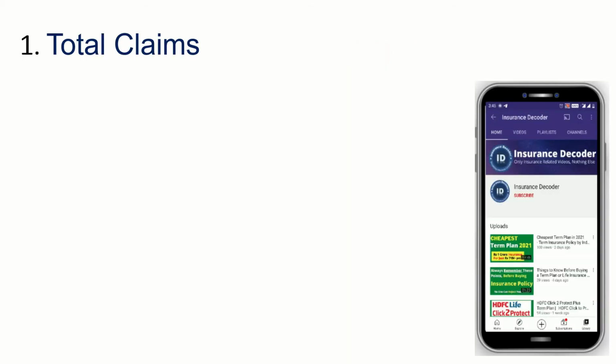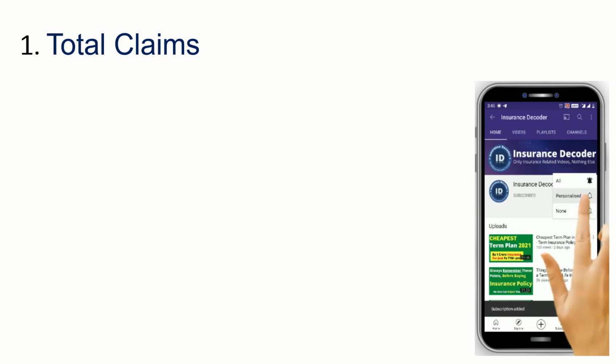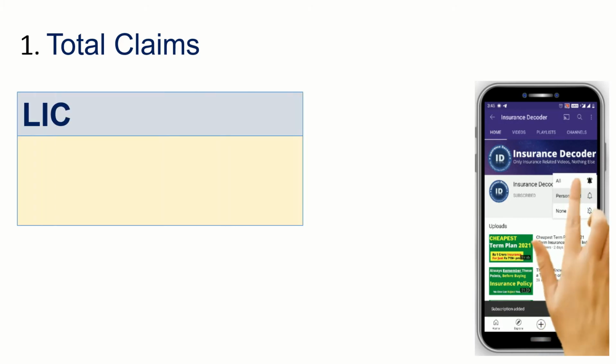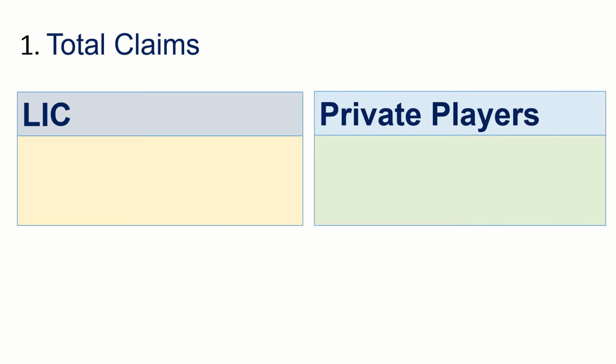So first we will see the total claims. As per the previous annual report of IRDAI, I have taken the figures from the IRDAI's annual report, and on the basis of that I'll compare LIC versus the entire private players. As you know, there is only one government life insurance company, that is LIC, and we have around 24, 25 private players.